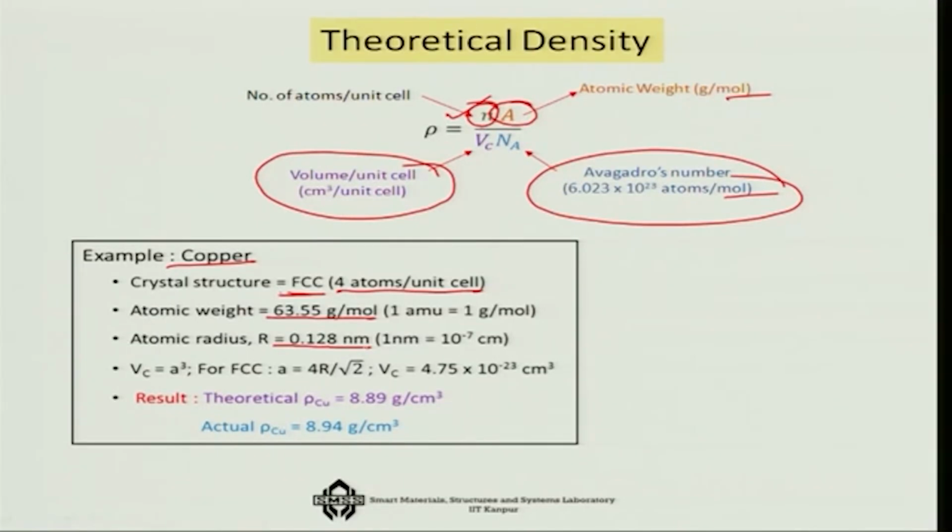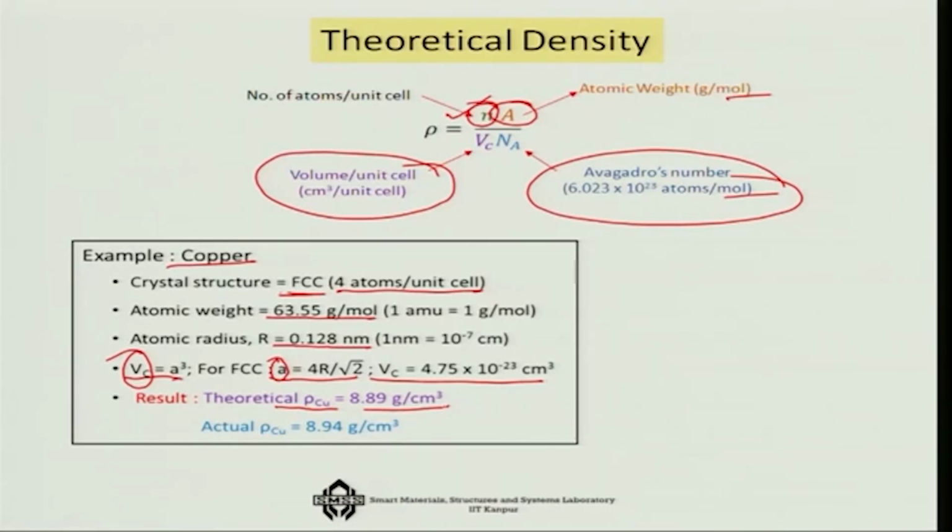Now, what is the volume of the system? What is the a to R relationship for an FCC structure, and since R is already known to you, you should be able to find out a. So, you should be able to find out Vc, and you will see this Vc will come out to be 4.75 into 10 to the power minus 23 cc, a very, very small volume, but nevertheless we are talking at the crystal structure level. So, we know the volume, and you also know the weight. If you calculate, you will see the theoretical density will come out to be 8.89 gram per cm cube.